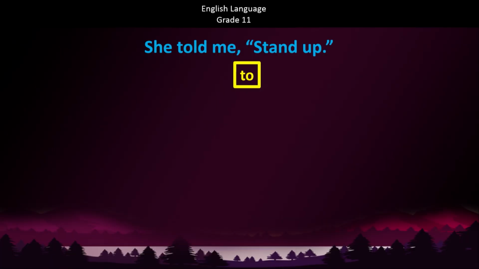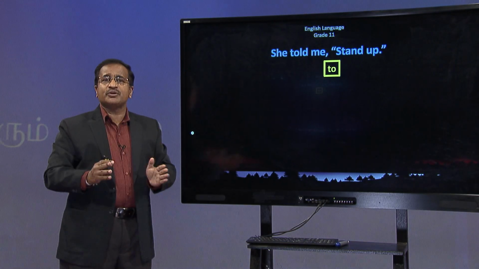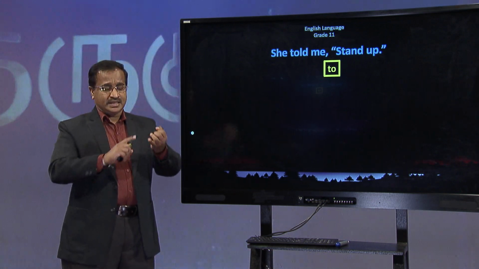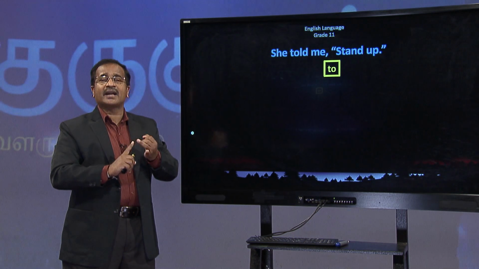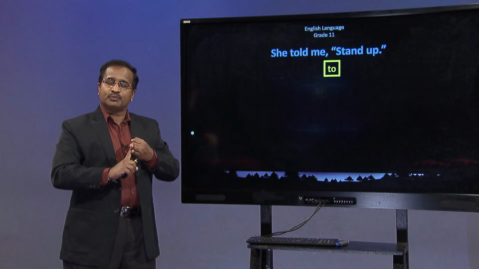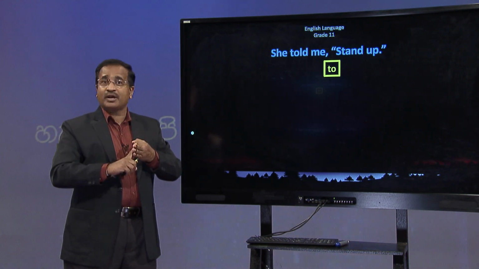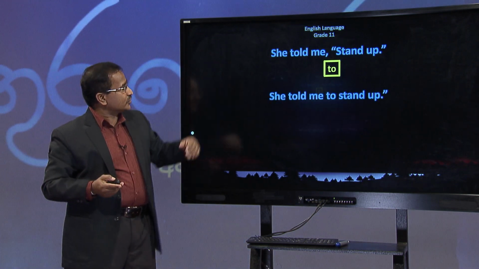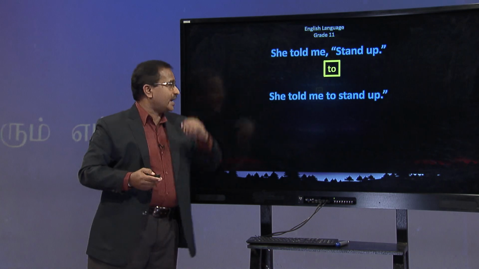She told me stand up. This is a positive imperative. In this positive imperative, you have to use to. Remember the reporting verb, and after that the noun or the pronoun, then you have to use to, after that infinitive. Look at this one. She told me to stand up.